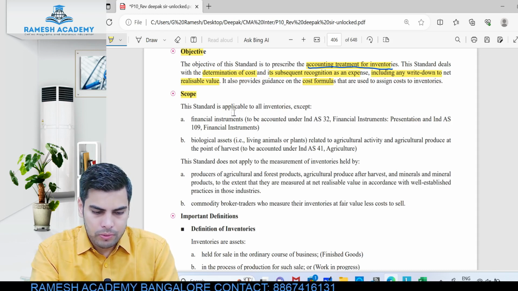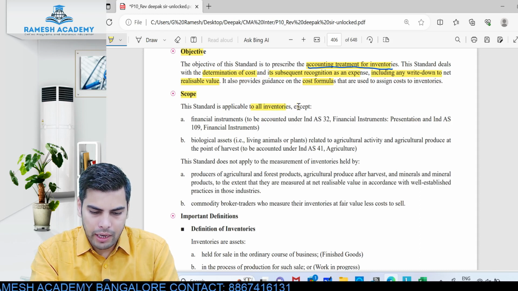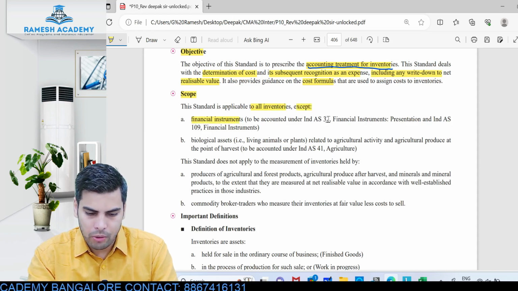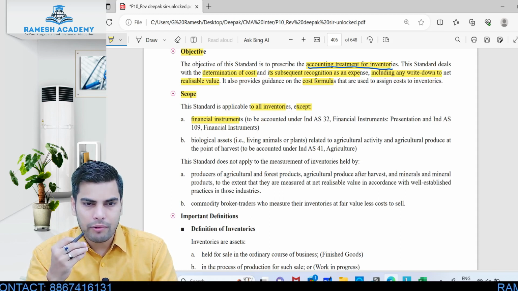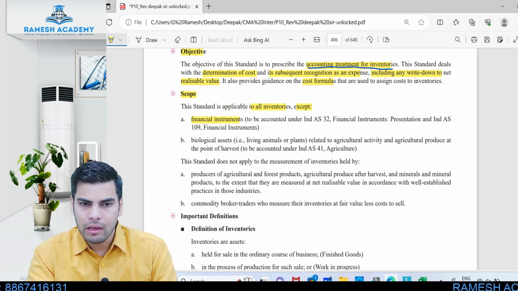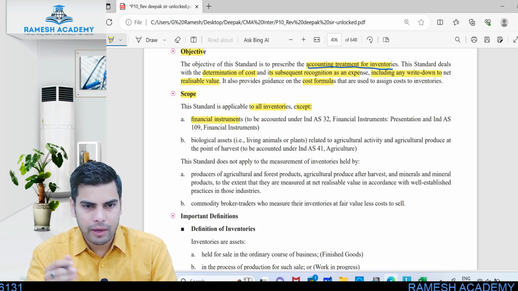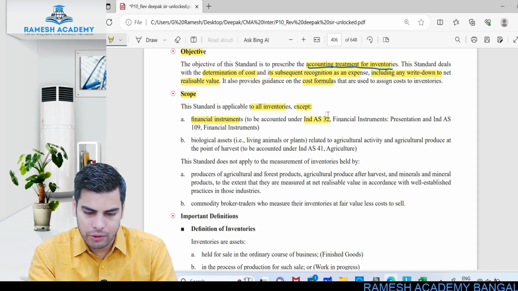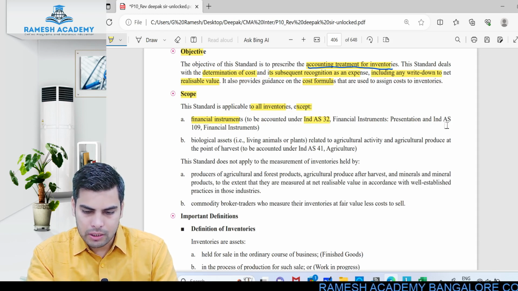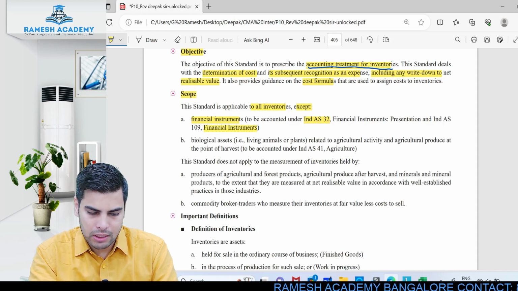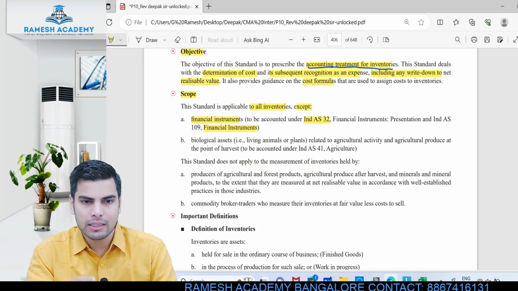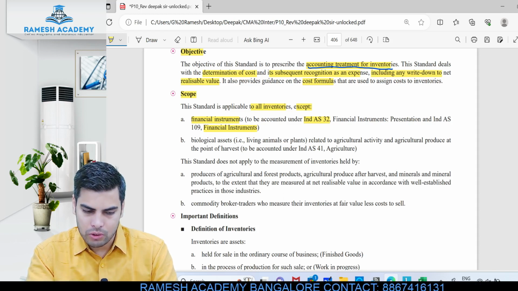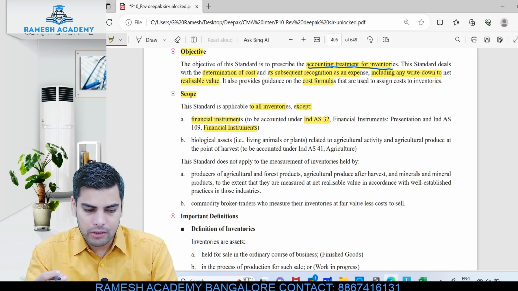When it comes to scope, this standard is applicable to all inventory except financial instruments, to be accounted under Ind AS 32, financial instrument presentation, and Indian accounting standard 109, financial instruments. When it comes to inventory, it will deal with all inventories other than financial instruments. Why? Because for financial instruments, we have different accounting standards, Ind AS 32 and Ind AS 109. These two standards deal with financial instruments.